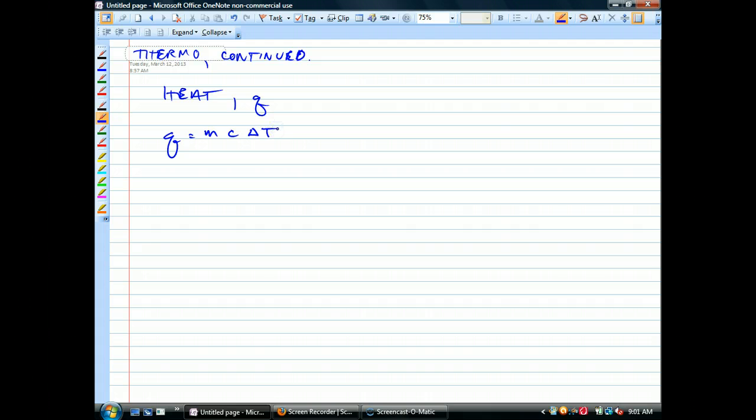Now, this is the equation we use when heat is causing a change in temperature of a substance. This is when heat is causing a change in temperature of a certain mass of a substance. That's when we would use that. Now there are times when heat is released or absorbed in other circumstances.